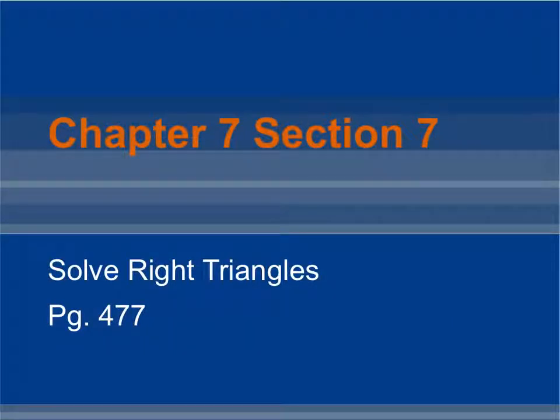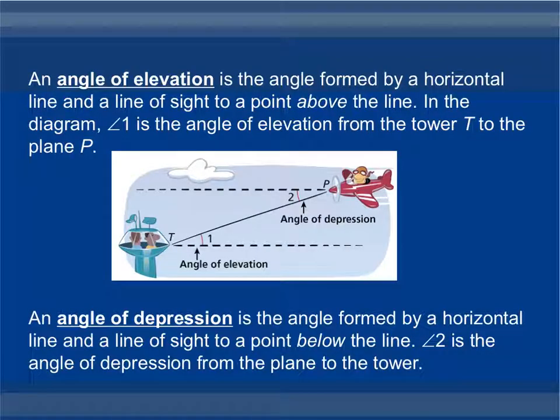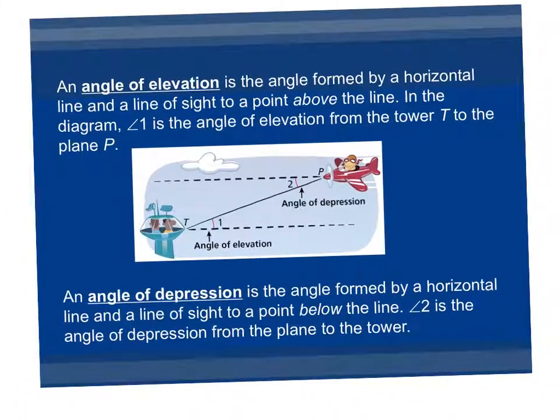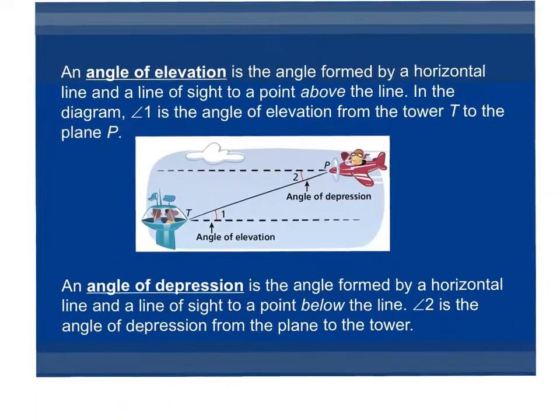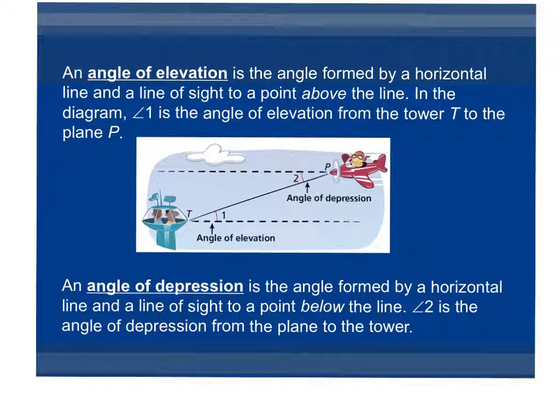Okay, last section of the chapter. We're going to be solving right triangles. In this lesson, it's not really anything new. It's just 2 vocab words. It's going to be defining an angle of elevation and an angle of depression. Everything else is going to be using sine, cosine, and tangent, and you're just going to look to see where the angle is given and what sides you have in relation to that angle.